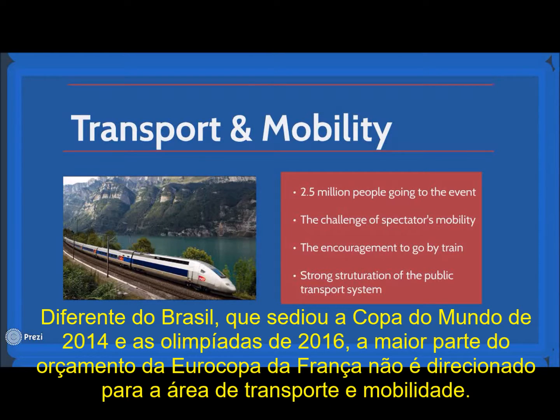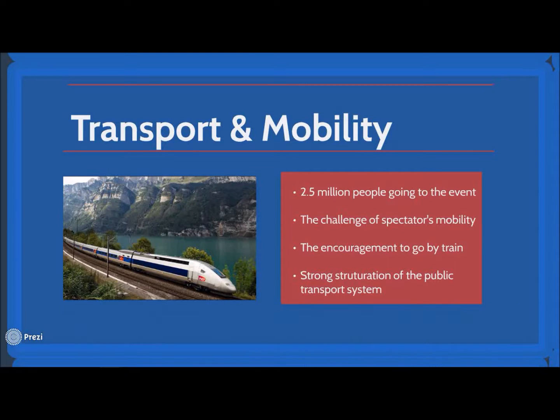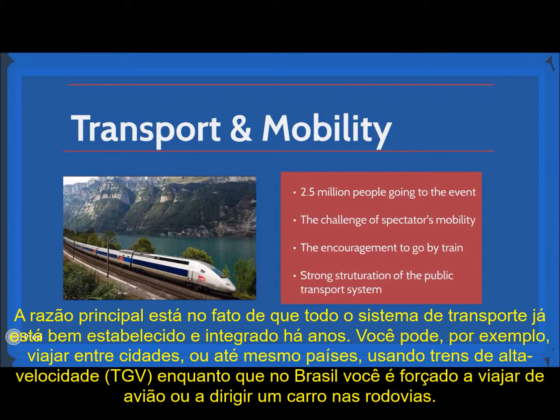Unlike Brazil, home of the 2014 World Cup and 2016 Olympics, most of the budget of France's Euro is not directed to transport and mobility resolutions. The main reason lies in the fact that all the transport system has been established and integrated for years now. You can, for example, travel between cities or even countries using high-speed trains, namely TGVs, while in Brazil you're forced to travel by plane or drive a car on a highway.